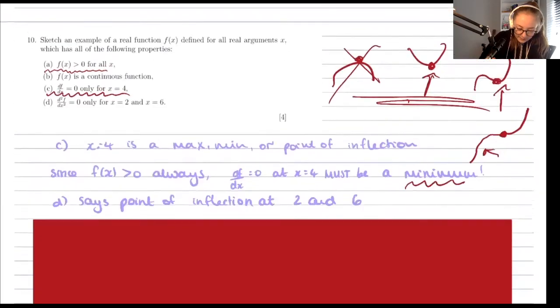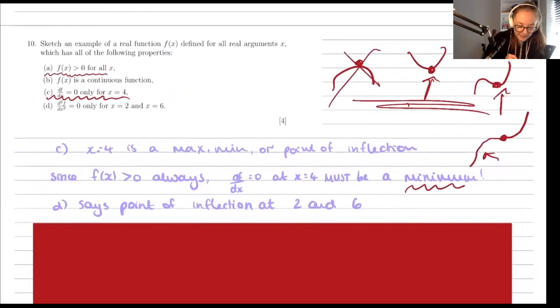So next what we're told is that d squared f by dx squared is 0 at x is 2 and x is 6. So this is useful information because our second derivative tells us something about our stationary point, essentially. If it's positive, then it's a minimum. If it's negative, then it's a maximum. And if it's 0, then it's likely to be a point of inflection. So that essentially tells us that at x is 2 and x is 6, we have a point of inflection.